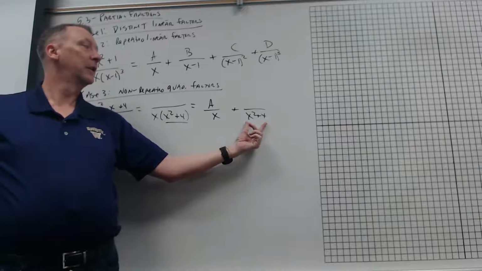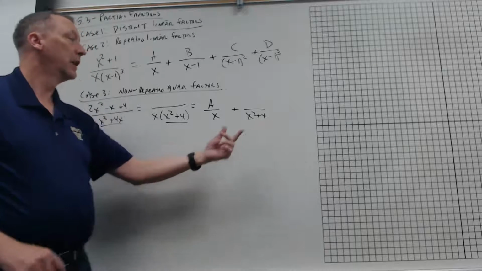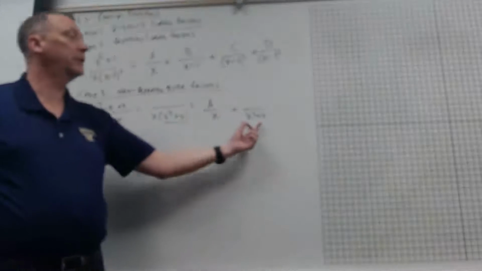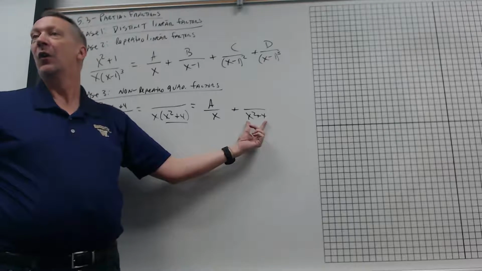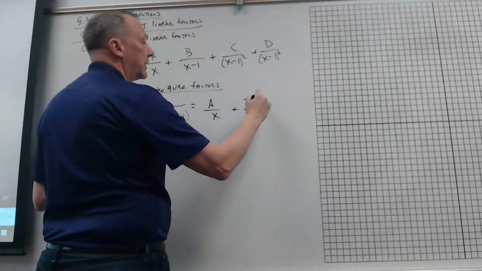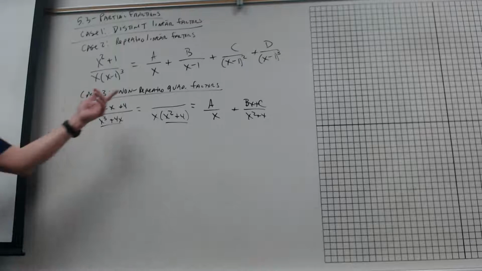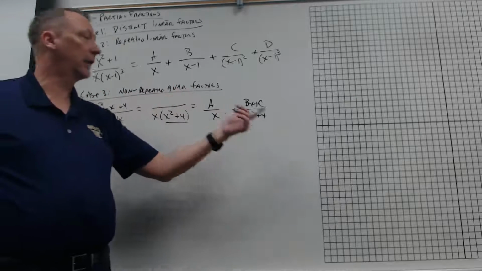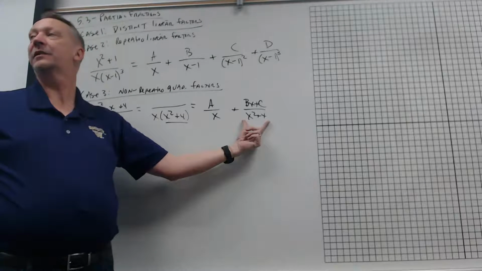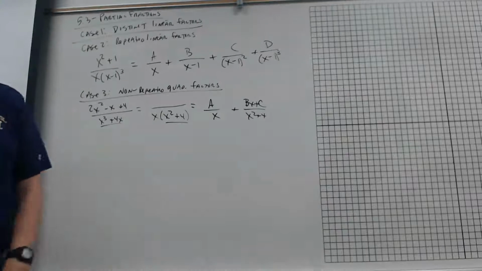Okay? So here's the difference. This is where we're different, okay? This is a quadratic factor. When you have a quadratic factor, you have to go down 1 degree in your power. So I'm going to put Bx plus C. Okay? And so that's the case of a non-repeated quadratic factor. Bx plus C. Okay? Everything else you're going to do the same.